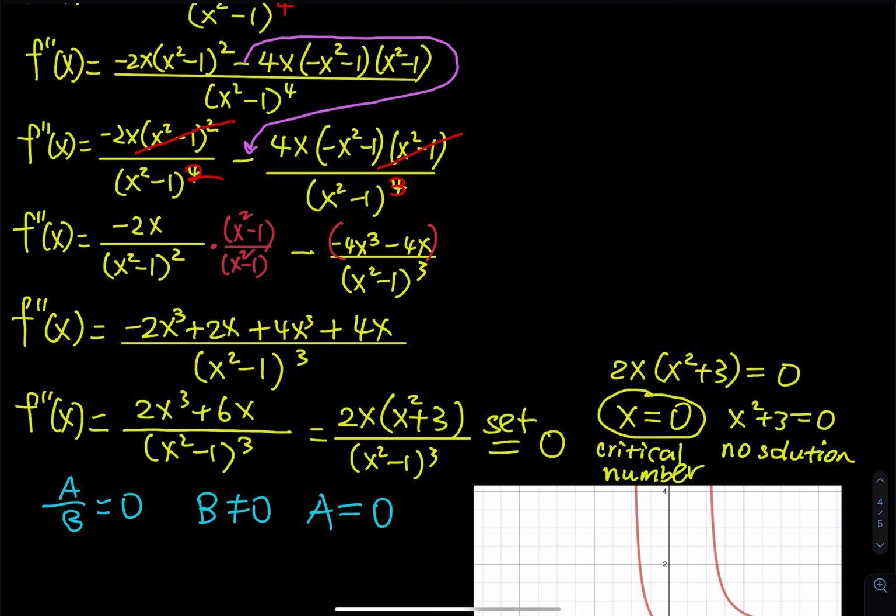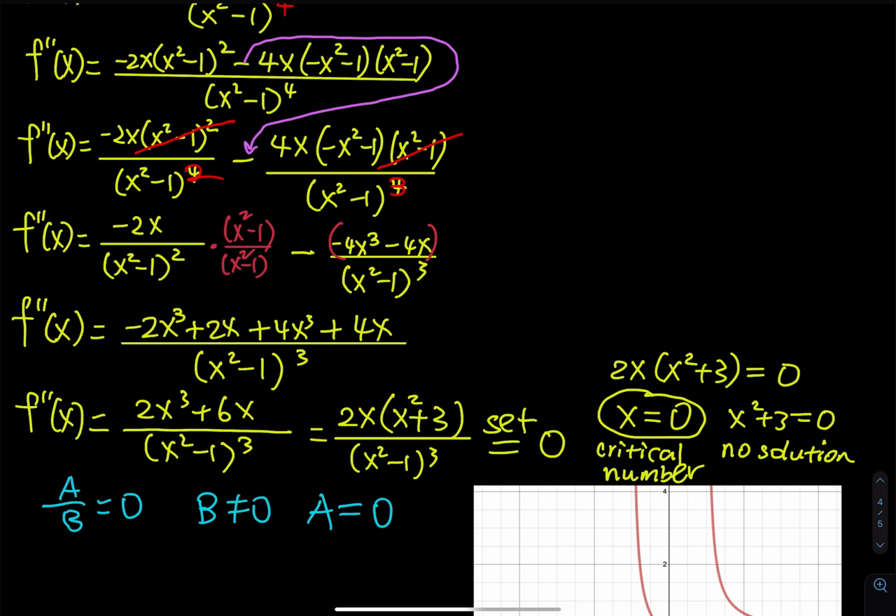X squared plus 3: you square a number, even if you pick 0, you square a number, you add 3 to it, you never get a 0. Besides, if you look at the graph, this is a parabola shifted 3 units up. So the vertex is at 0, 3. The parabola will never cross the x-axis, so therefore y will never be equal to 0. So x equals 0 is your only inflection point. All right, so x equals 0.